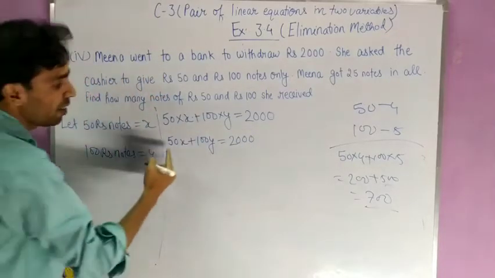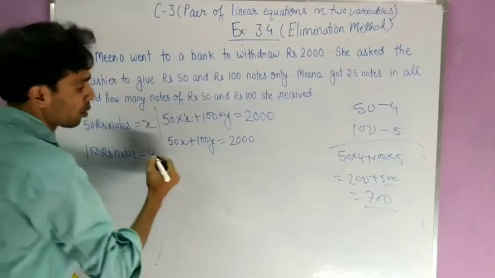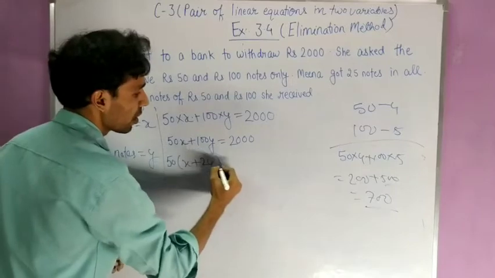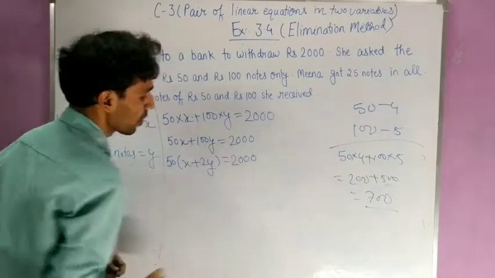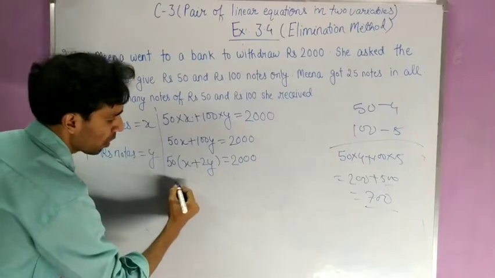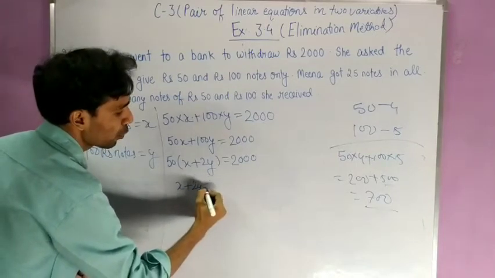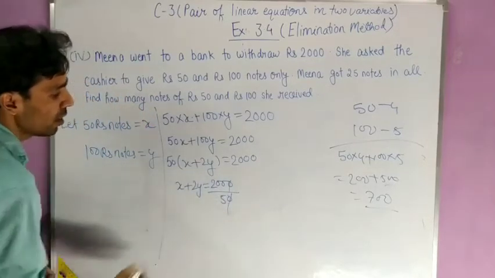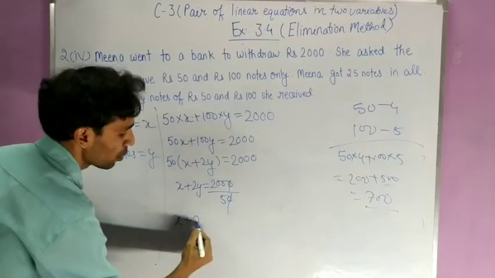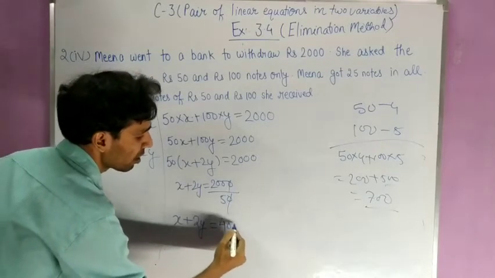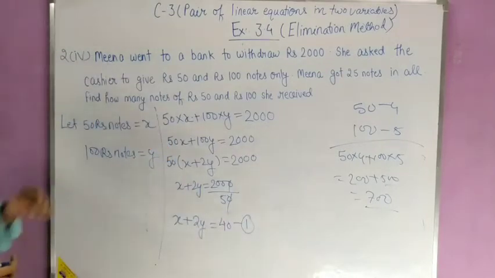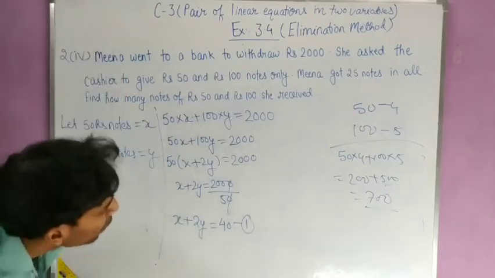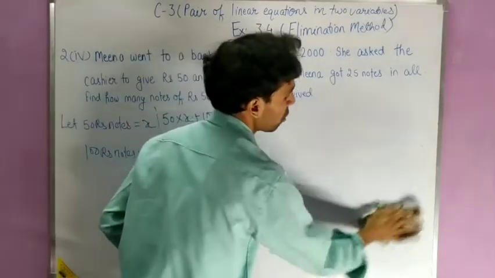Now if I take 50 as common, I will get x plus 2y equal to 2000. Now divide 50 this side. So x plus 2y equal to 2000 upon 50. So 0 will be cancelled. So x plus 2y equal to 40. This is our equation number 1. Okay. By simplification we can get x plus 2y equal to 40. So we got the first equation.